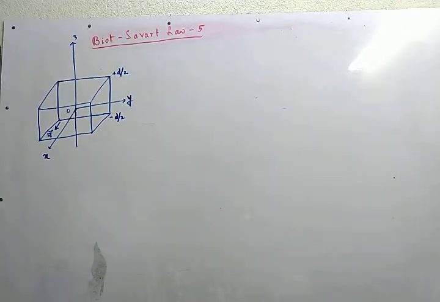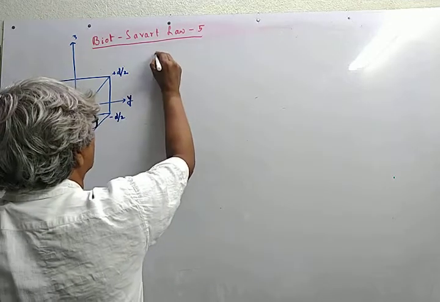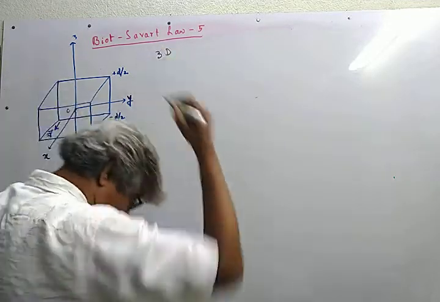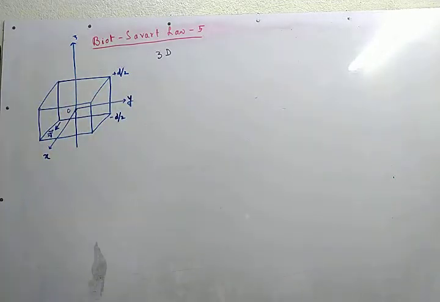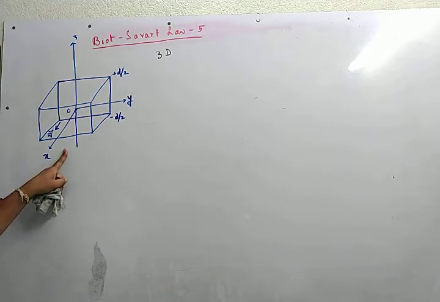Now let me come to the problem proper. This problem is an application of Biot-Savart Law in 3D. So we are considering a three-dimensional conductor in the form of a cuboid. We assume that the sides of the cuboid are parallel to the Cartesian axes.